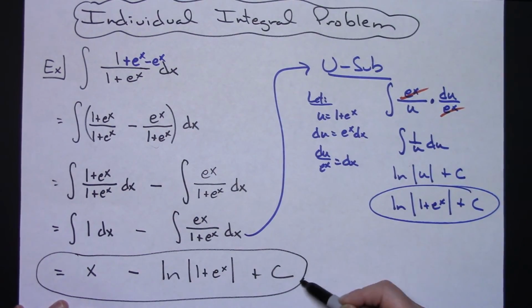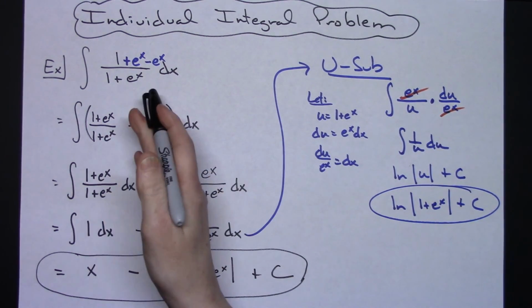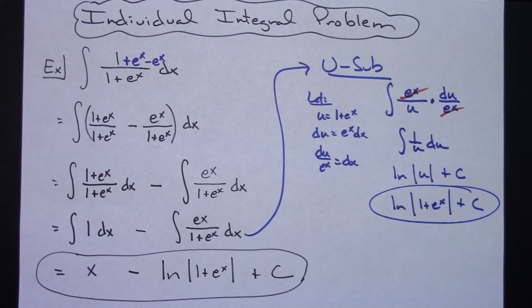So just one real quick individual integral, showing you a different approach as opposed to starting immediately with a u substitution, which would make the problem very difficult.